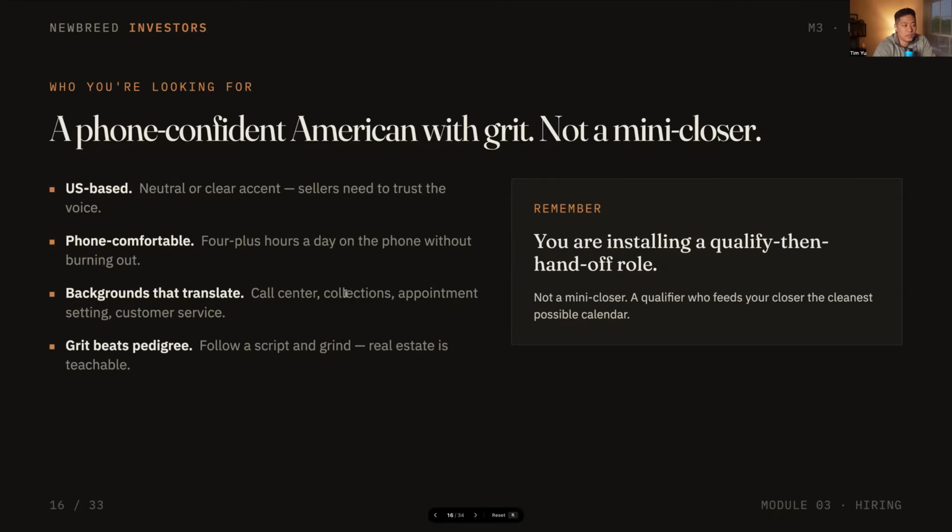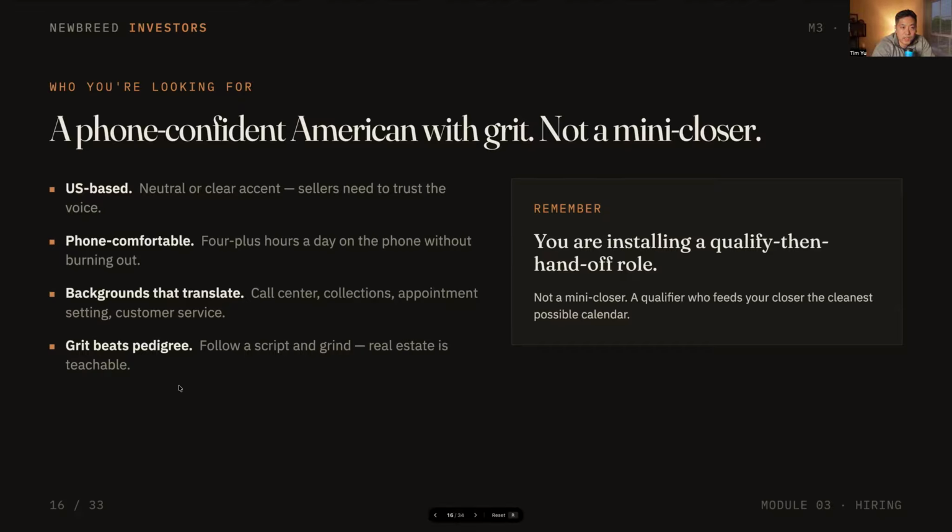But call center, they worked in collections, they worked in any sort of SDR role from tech, appointment setting, customer service. These are all great fits for your business. So when you guys are searching people's resumes on Indeed or whatever, you can actually search for these type of jobs, and they usually translate in the appointment setting world.